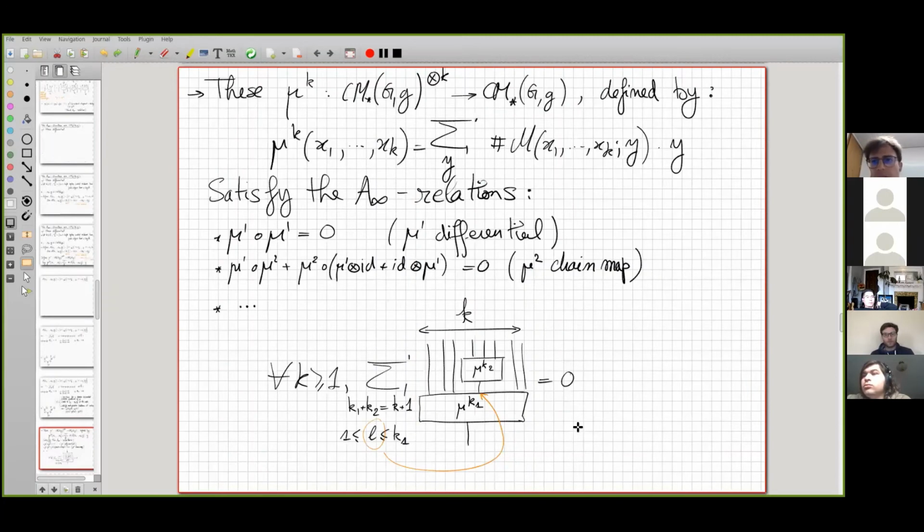And then it turns out that these mu k maps are actually infinity maps, in the sense that they satisfy the infinity relations.